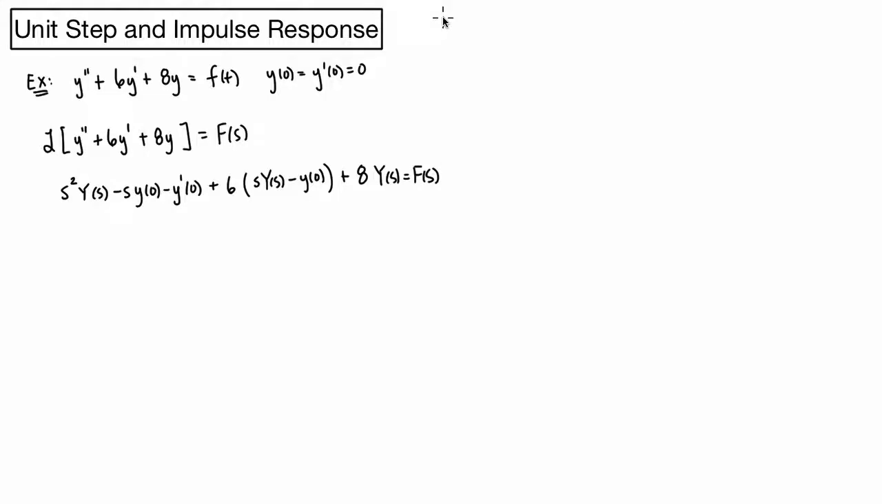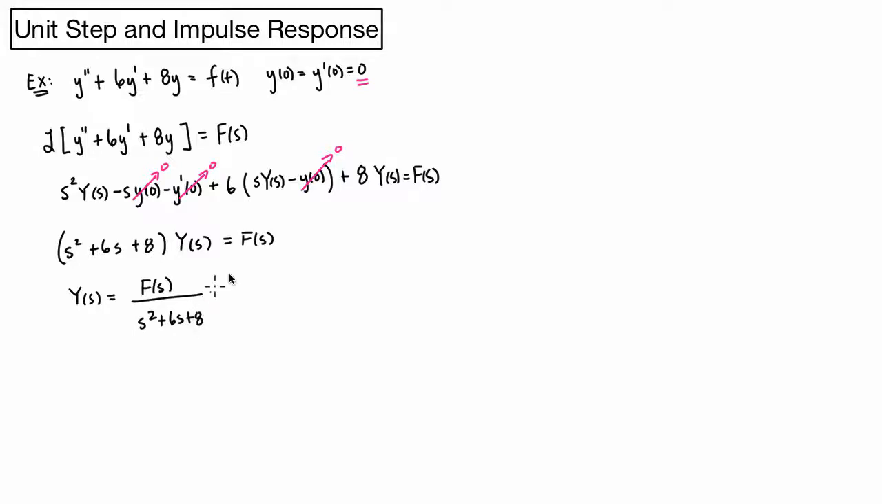So one of the beauties of working with rest initial conditions is you can see both y of 0 and y prime of 0 are 0, so this term and this term will all be 0. And what that ultimately results in is that we can pull out the characteristic polynomial s squared plus 6s plus 8 that's multiplied by the transform variable Y of s, and that's the only thing that's left on the left-hand side. So that when it comes time to solve for Y of s, the transform variable is simply the transform of the forcing function divided by the characteristic polynomial.